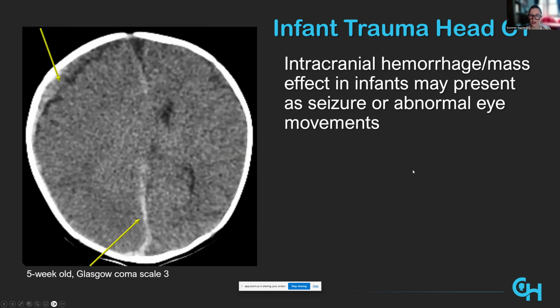It's helpful to know that intracranial hemorrhage or mass effect, which can result from the hemorrhage in infants, may present as seizure or abnormal eye movements, which is, I think, a bit different than the way you may think of it in adults, where it may present with headache or focal neurologic signs. In infants, it's often nonspecific seizures and abnormal eye movements.